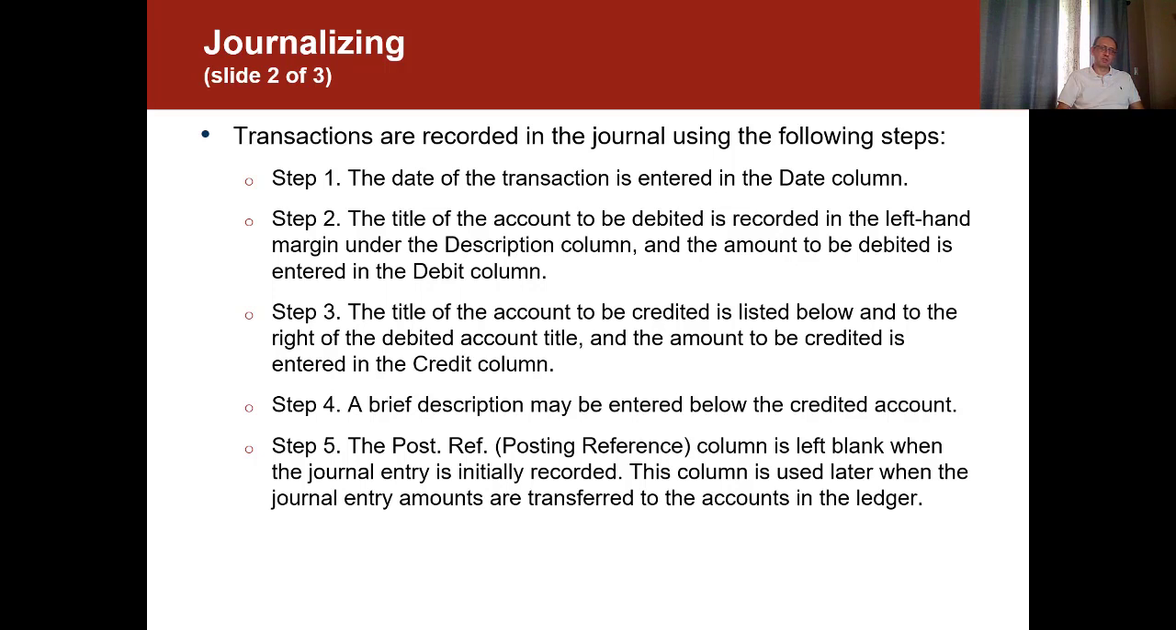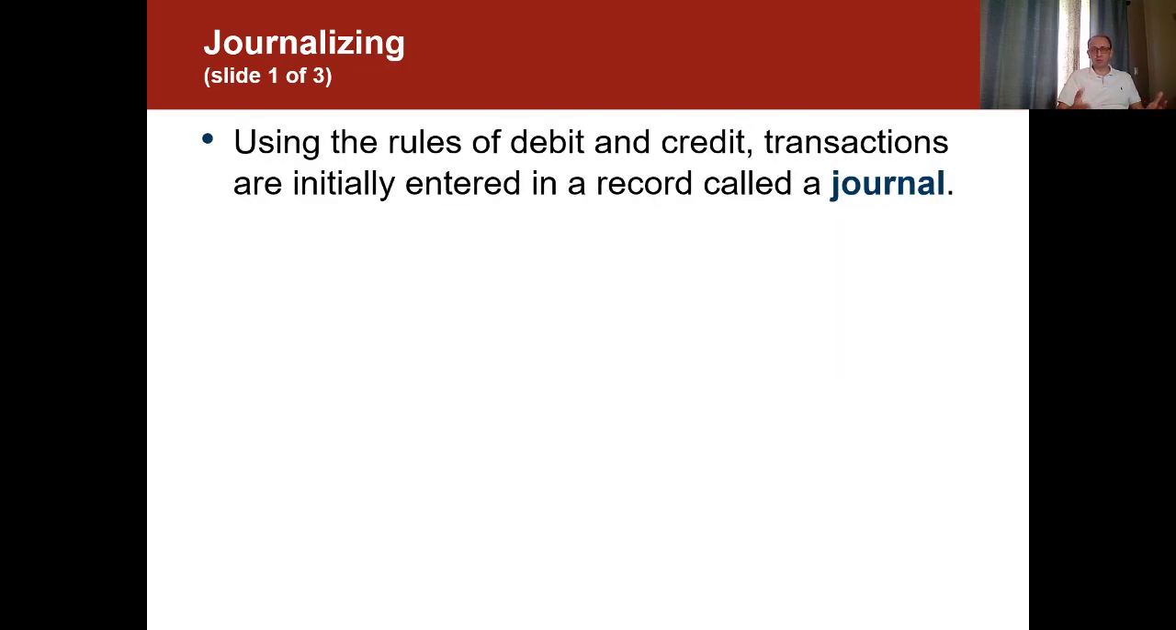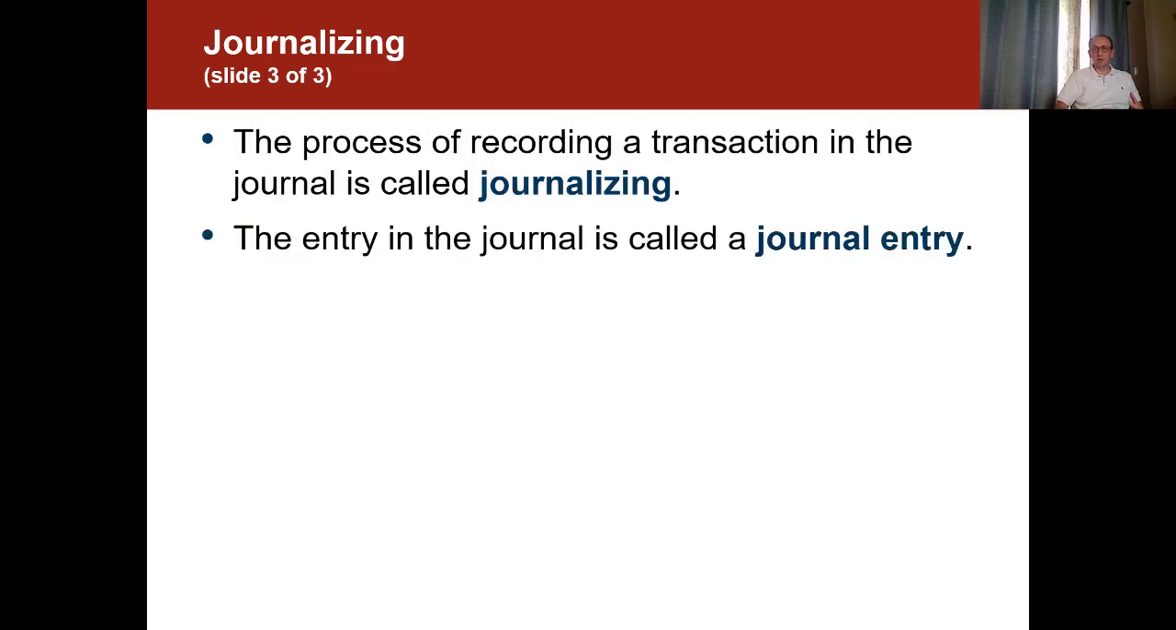I know just going over the steps like that won't make any sense, but once we start recording a journal entry, we're going to understand how this works. But the first thing I want you to remember is that there is something called a journal, which is where we record the transaction. Then we have something called journalizing, which is the process. And we also have something called the journal entry. So the process of recording a transaction in the journal is called journalizing, and the entry in the journal is called a journal entry. So three important terms I want you to remember: journalizing, journal entry, and the thing that we record in is the journal.